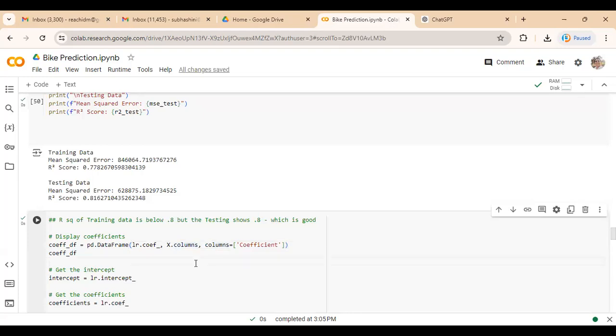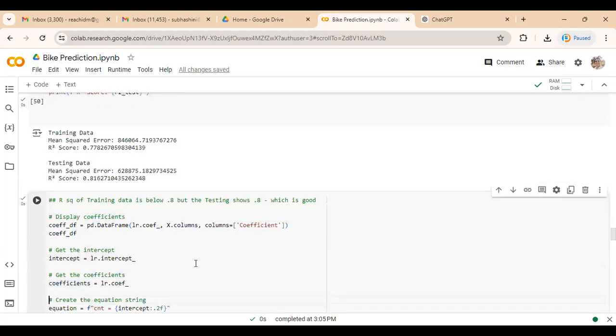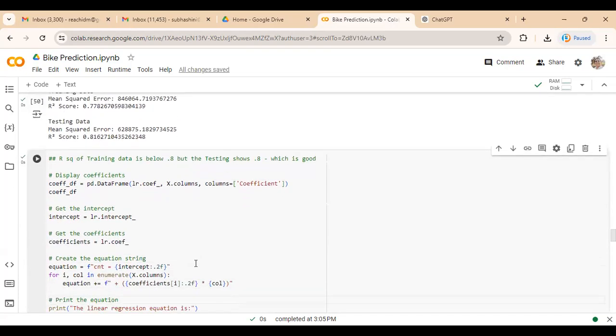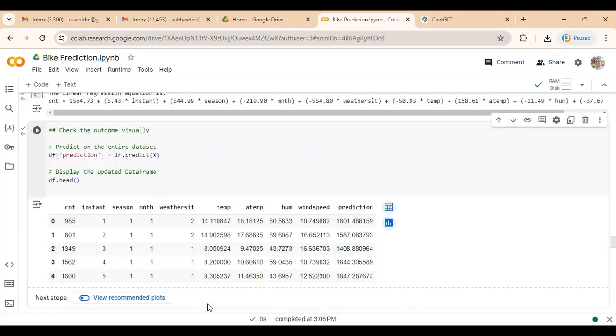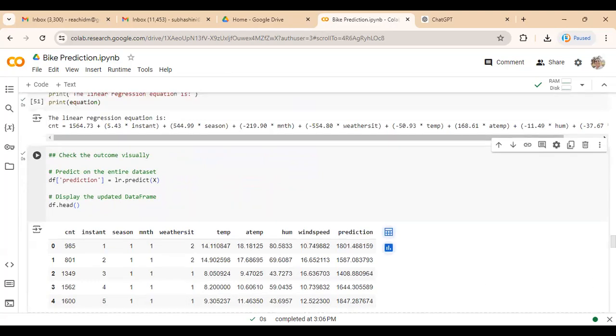And what we want to do is to display the coefficient and know exactly what is the equation that we're talking about. Let's print out the regression equation. So we look at the coefficients which are created, ask the system to create the equation and show it to us so that we don't have to manually sit and do the equation. And here you can see the equation.